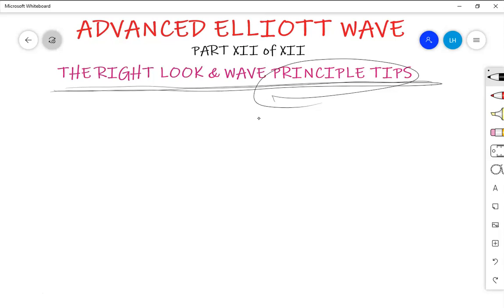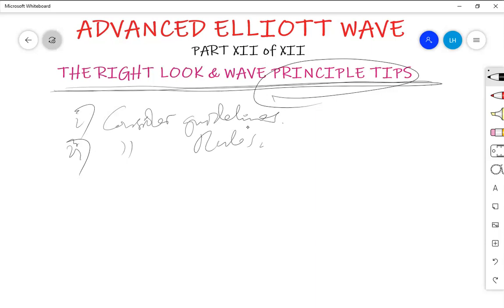When you are applying the Weber principle, the first tip to consider is the Elliott wave guidelines. In order to use the Weber principle profitably, you have to consider guidelines. When you are making those counts, in order to have the right look and the perfect counts, you must consider guidelines. And also, the second thing, you must consider the rules. Rules and guidelines are playing together, and all of them must be considered.